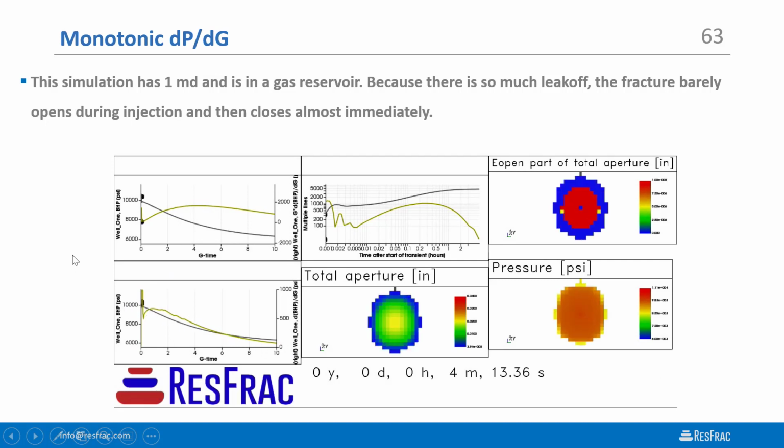And so if we have rapid closure, that rapid closure will happen so fast that it basically just looks like dPdG is going down the whole time, because pressure is falling off so fast that we're getting deviation from Carter leakoff very rapidly. We'll also see things like, we never really have a flat period, so the derivative can't increase, because closure is happening almost immediately.